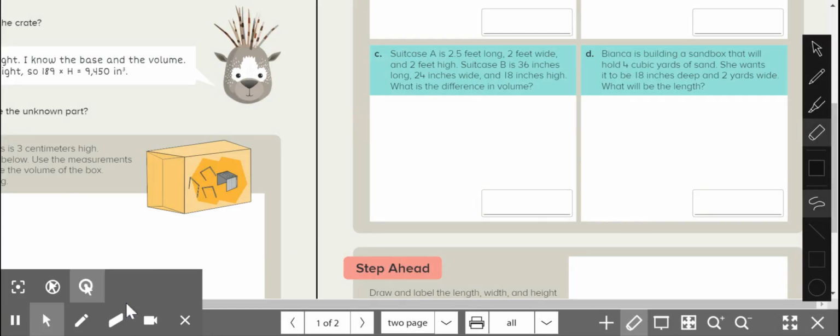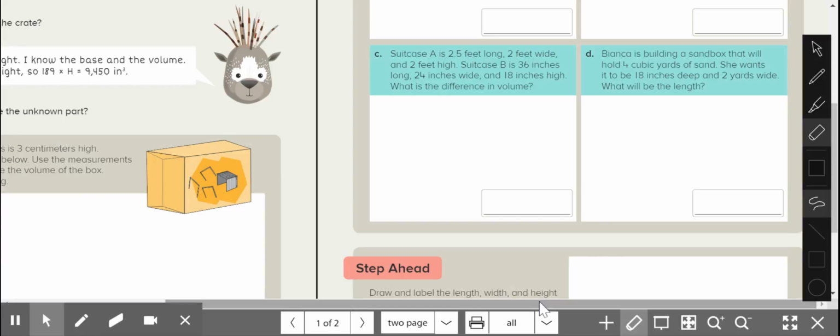The last one that we'll look at, and then I'm going to give you a reprieve and let you skip part of this last part. Bianca is building a sandbox that will hold 4 cubic yards of sand. She wants it to be 18 inches deep and 2 yards wide. What will the length be?